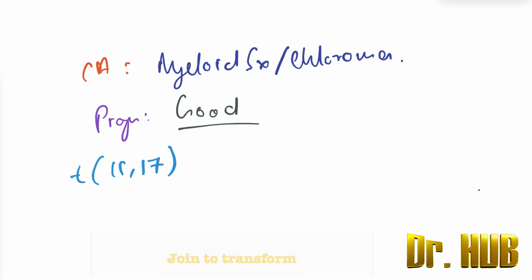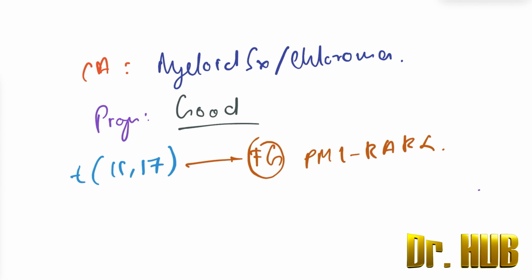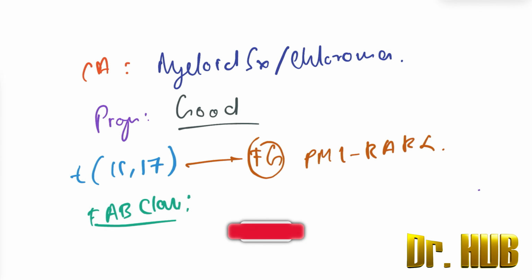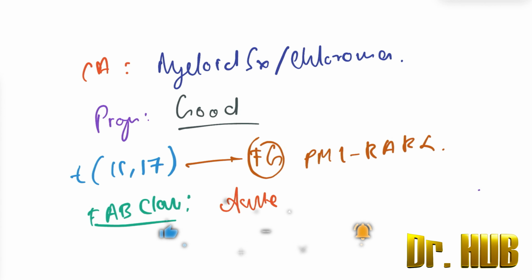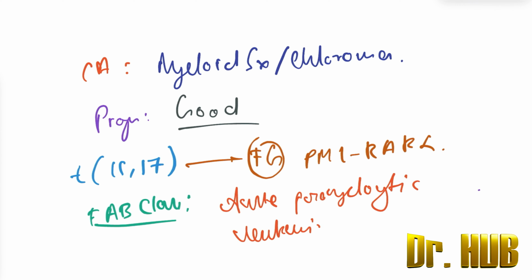T(15;17). In case of T(15;17), looking at the fusion gene, it is PML-RARA, PML-RAR alpha. Now moving on to the FAB classification. What is the FAB classification? This is acute promyelocytic leukemia, and it is M3.